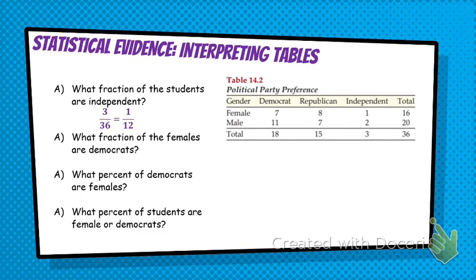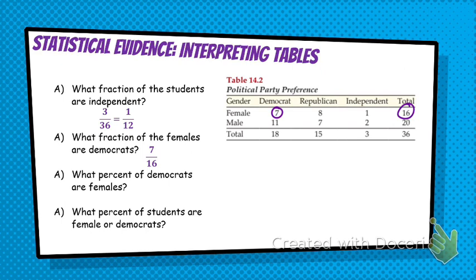What's the fraction of females? Looking at the table, our females are in this top row up here. And if we look all the way over to the side, that is the total number of females, labeled right here. So we have 16 females. We want to know how many of them are Democrats. There's 7 female Democrats out of 16 total females.